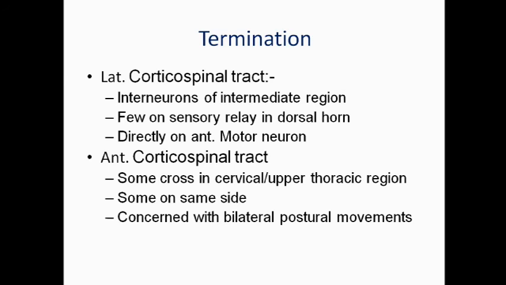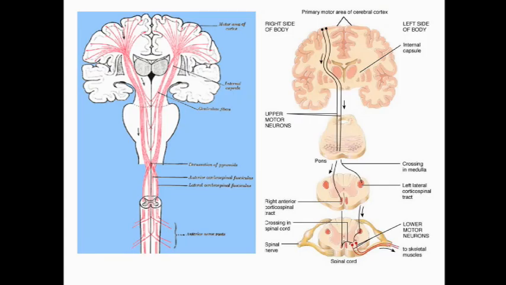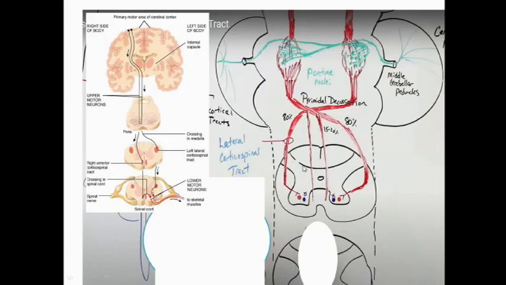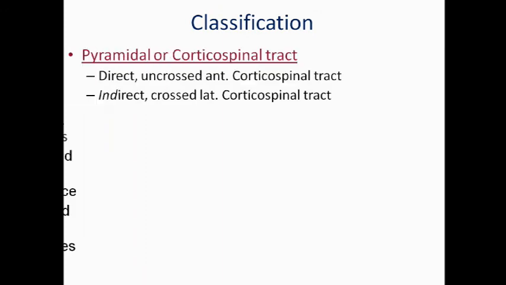directly on anterior motor neurons. So some fibers synapse with the interneurons. You can see that diagram again. Remember this diagram? Let's see. Some fibers will synapse or terminate at the interneuron. Some will go with the dorsal ascending tracts for this information, and mostly will synapse with the lower motor neuron, or alpha and gamma motor neurons.